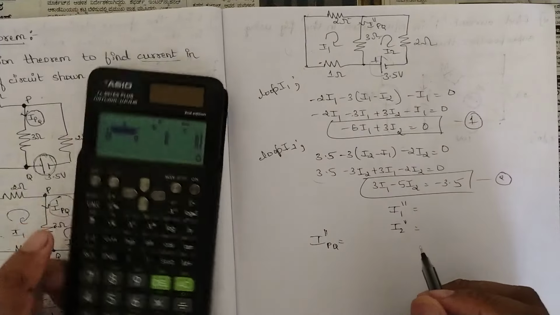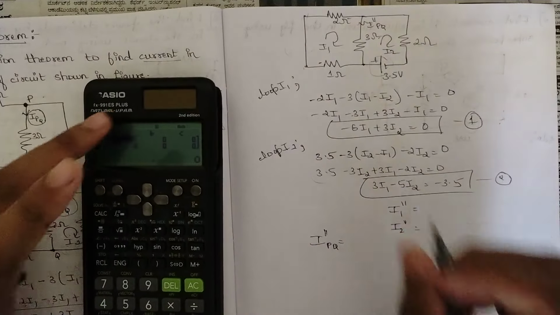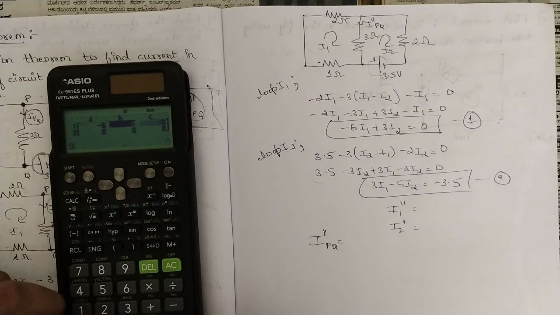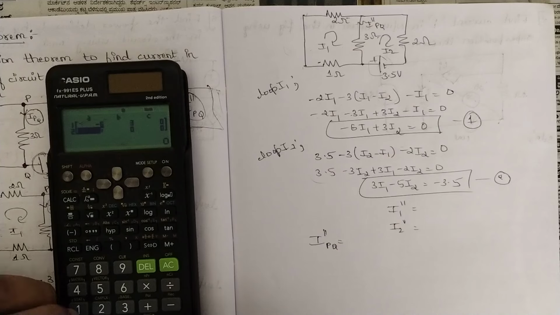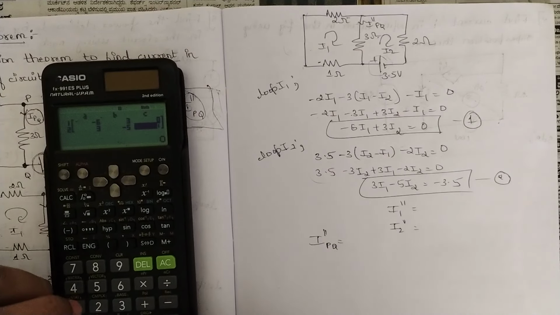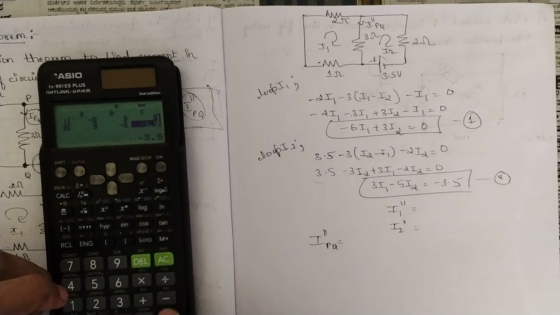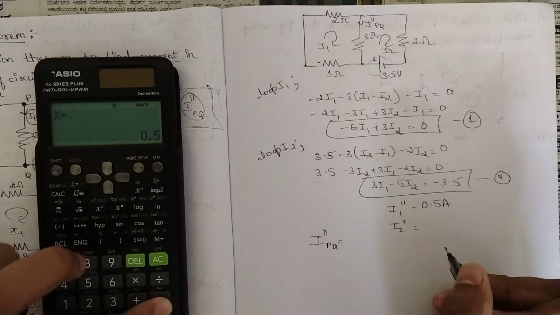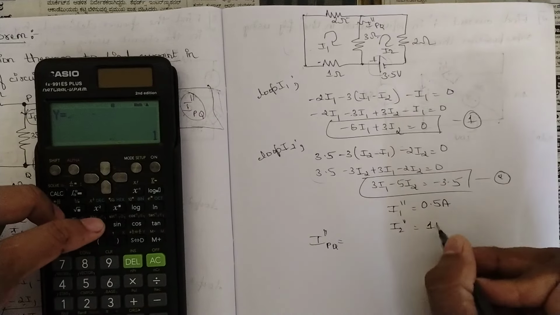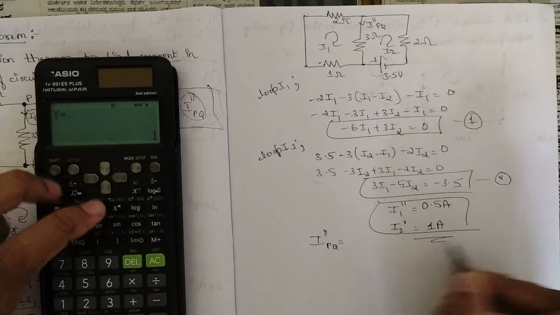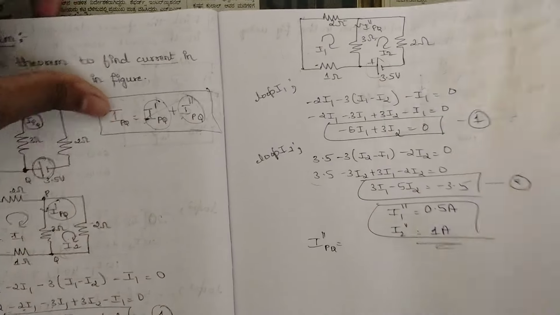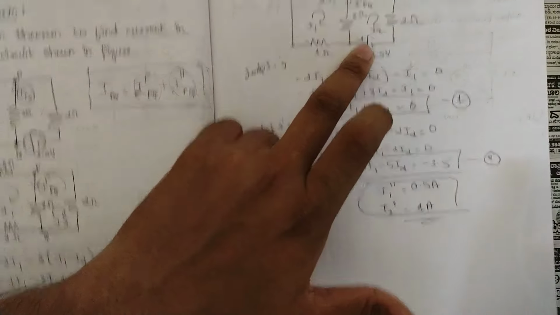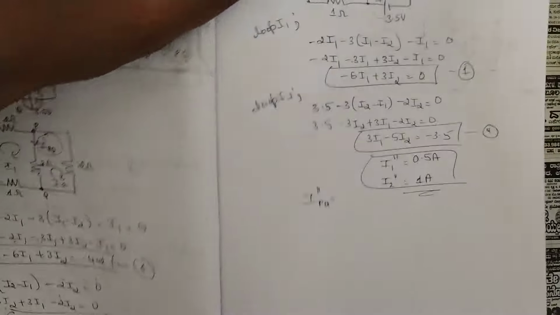So now again in the calculator, in this equation mode only, put the coefficient values, that is minus 6, 3, 0, 3, minus 5, minus 3.5. So our values are, one is 0.5 ampere and another one is 1 ampere. Okay, see here, the currents I1 double dash and I2 double dash have changed because you have now considered this voltage source by eliminating the other source. So that's why it has changed.